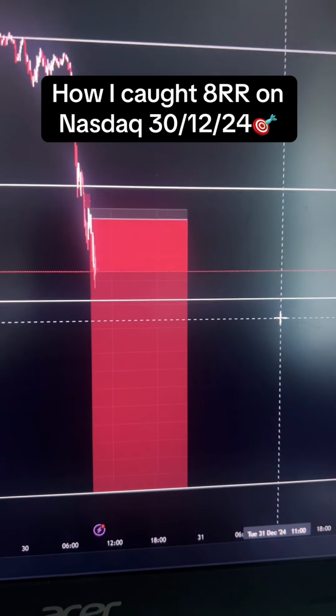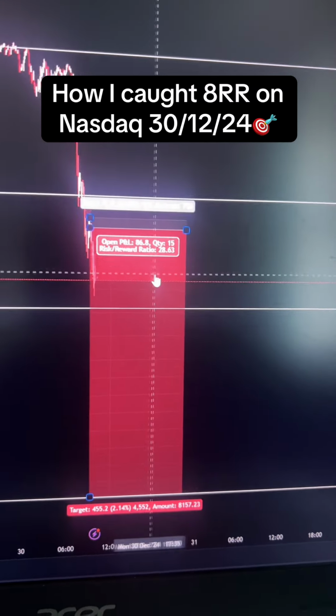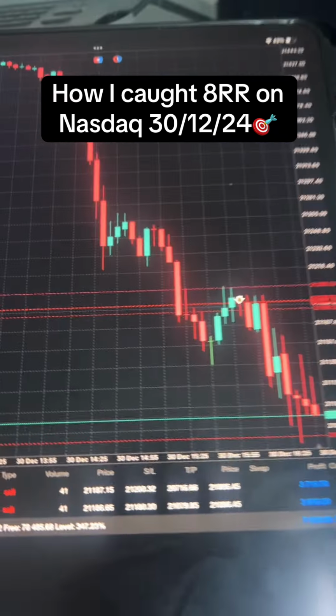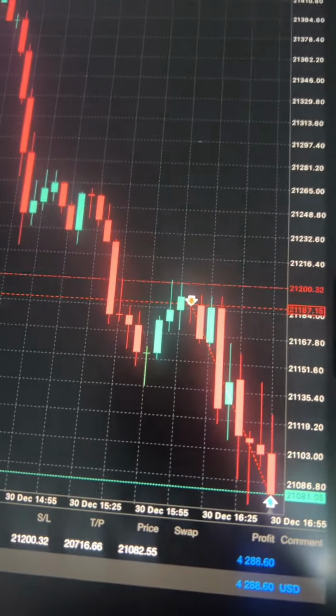Yo, trade recap. I ain't even hit the trade yet, but you know, we're in it. So yeah, I got to run it right here. There you go, first TP hit as well.